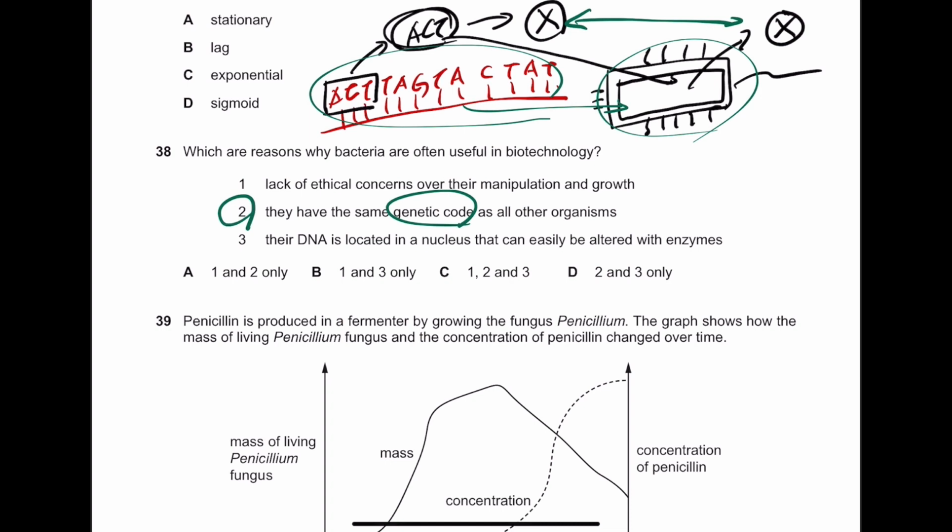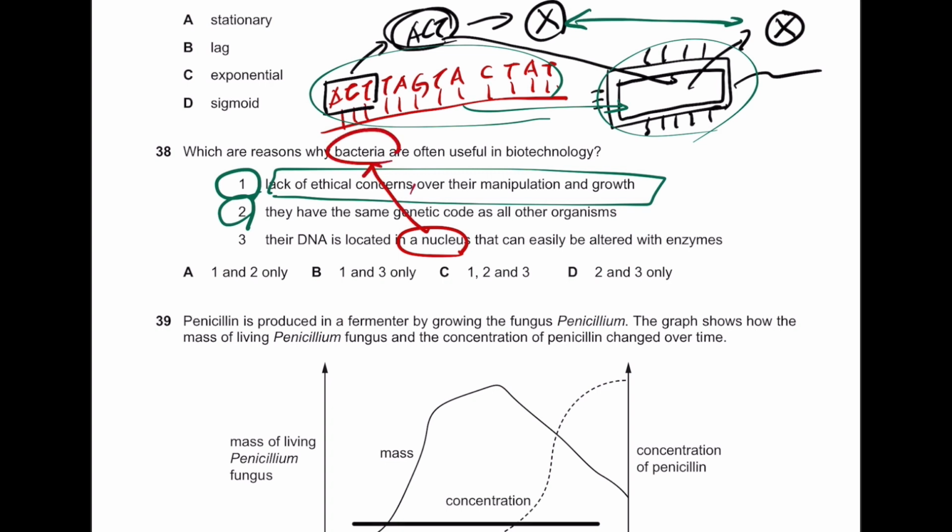And of course, number 1, lack of ethical concerns, is very important as well. So we can just use bacteria because there's a lack of ethical concerns. We don't care, right? I mean, they are living things, but the scientists don't really care about that. So, yeah, which is, in a way, quite sad, but that's the way it is. So, 1 and 2, let's have a look at 3. Their DNA is located in the nucleus. No, bacteria do not have a nucleus. Okay, so number 3 is not correct. So A is the right answer for this one.